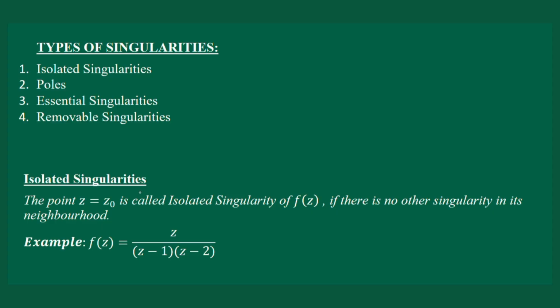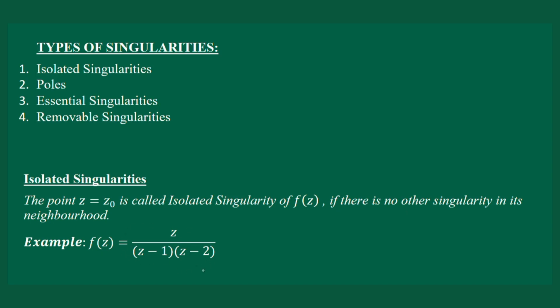Isolated singularities means here we know how to find out the singular points. That is, in the neighborhood of that particular singular point, the function will be analytic. That is, there exists no other singular point in its neighborhood. That is what the definition says: there is no other singularity in its neighborhood.